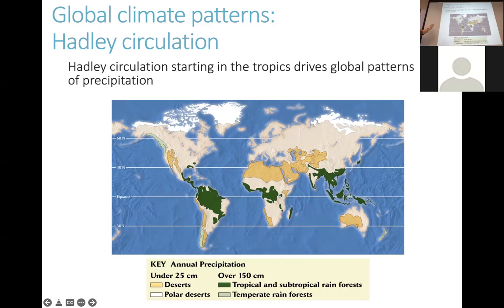So the Hadley circulation is going to drive these bands of really wet areas and really dry areas across the globe. So I'm not sure if you're aware of this, but most of the world's deserts are found around 30 degrees north and south. Most of the tropical rainforests are found around the equator, right? So the equator is really wet. Once you get out to these 30-degree latitudes, you have a lot of deserts. It's a really dry latitude. And the Hadley circulation is what drives that. So I'll talk about what that means in just a second.